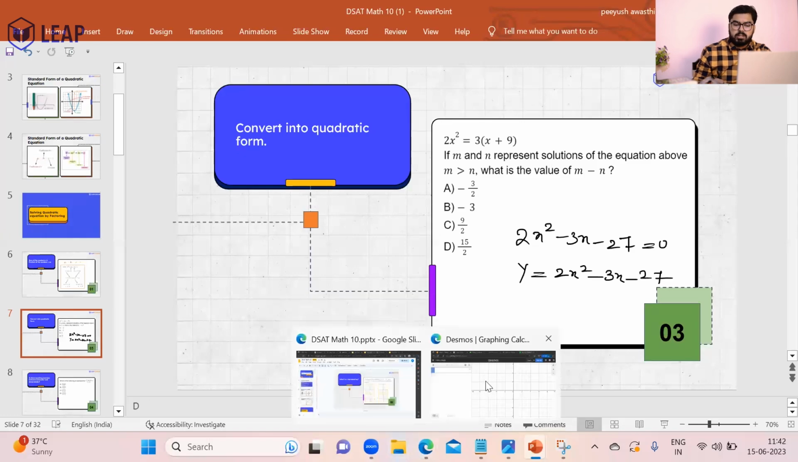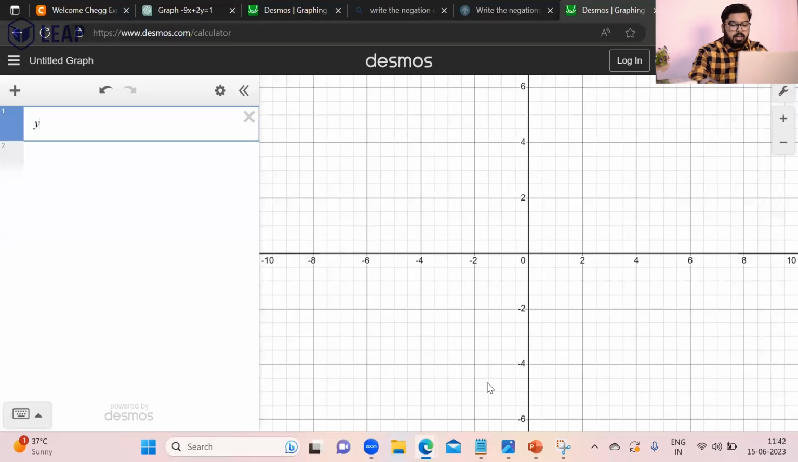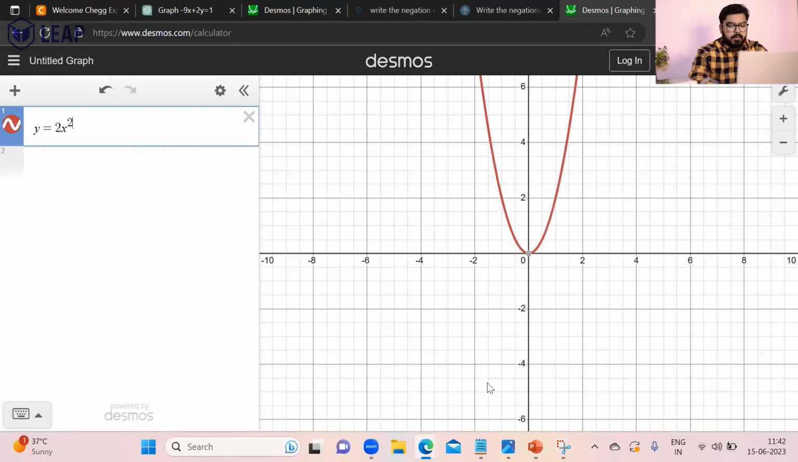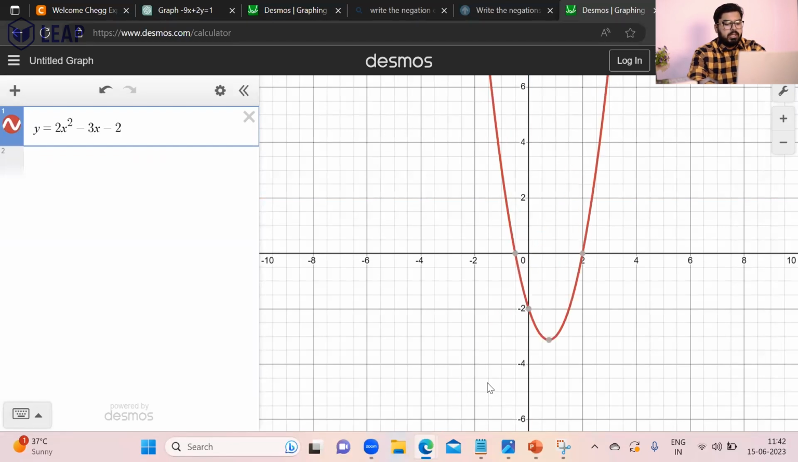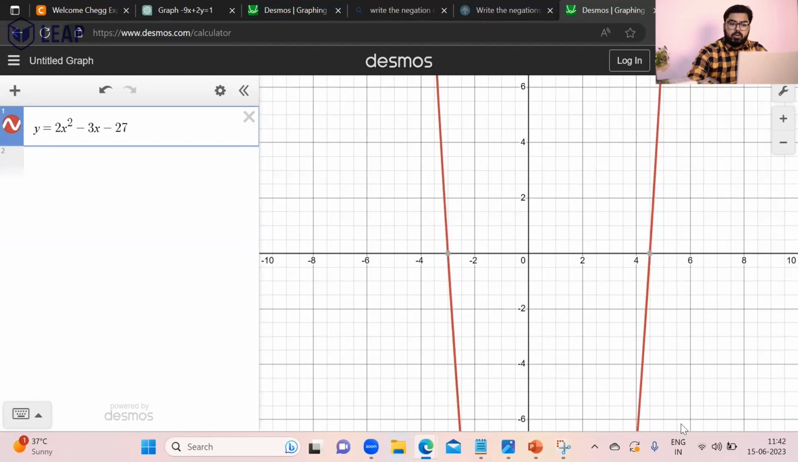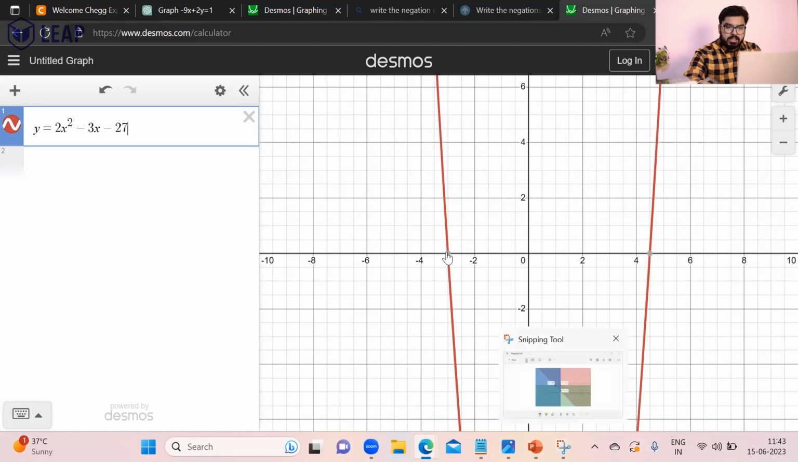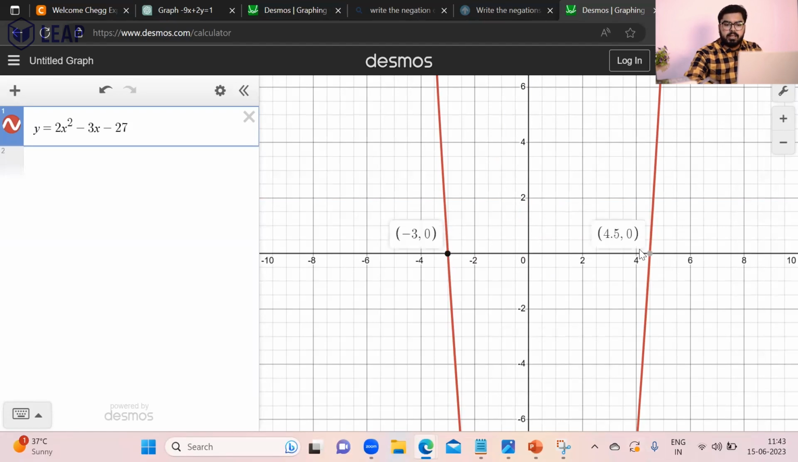So y = 2x² - 3x - 27. So this is how the graph looks. Okay, but now in this graph, which point represents your solution? The points that represent your solution are those values of x where y is 0, because in the actual equation y was 0, right? Which means the x-intercept. So as you can see, the x-intercepts of this graph are -3 and 4.5, which means these are your solutions.